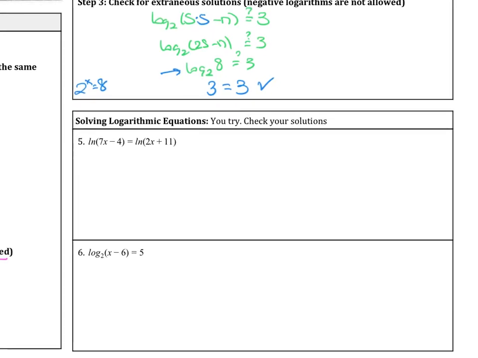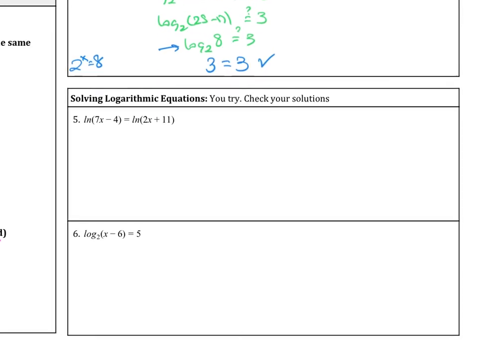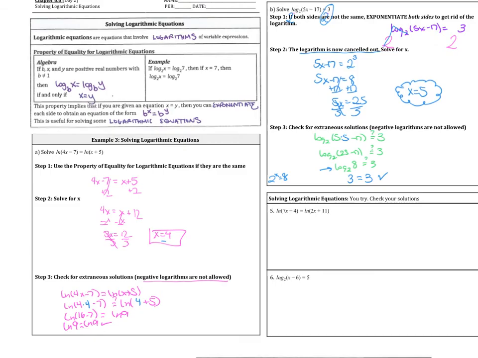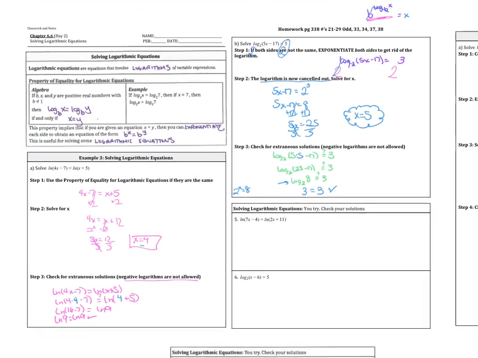So try these two examples here, number 5 and number 6. Number 5 is just like the one on the left, and number 6 is just like the one on the top. So try these two.